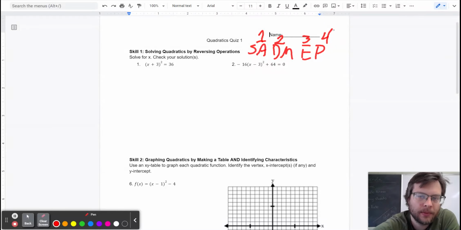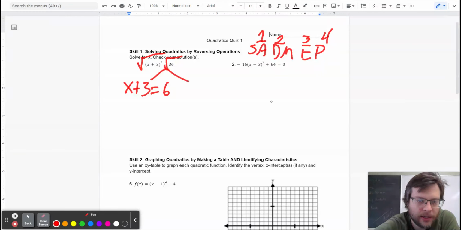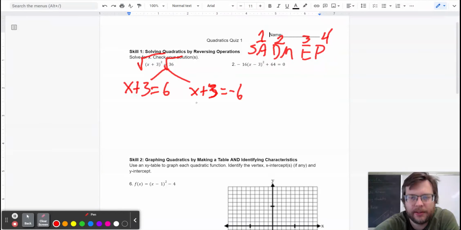So for question one, there's no subtracting or adding on the outside. There's no dividing or multiplying on the outside. So I jump right to the exponent. If you like, you can draw the square root symbol. The important thing is that you break it up into two pieces. x plus 3 equals 6. And the other square root of 36 is negative 6. So you have x plus 3 equals 6, x plus 3 equals negative 6.